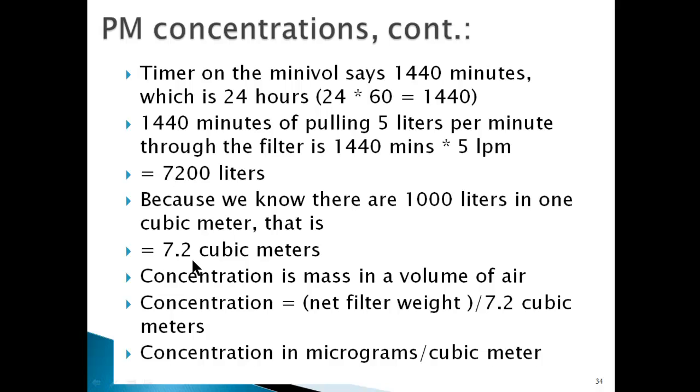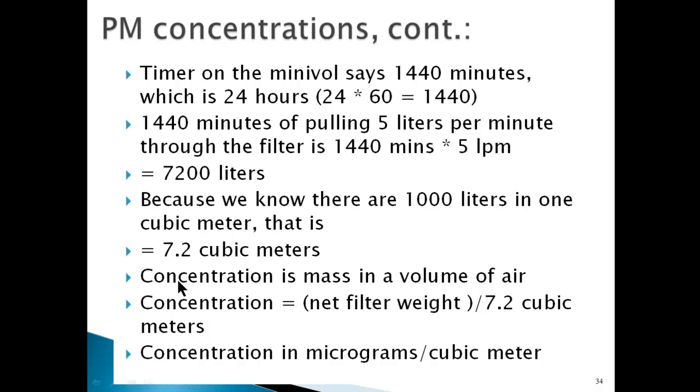So 7.2 cubic meters are pulled through a Minivol if it operates totally perfectly correctly for 24 hours at exactly 5 liters per minute. Now, if your device ran at 4.5 liters per minute or something, you would come up with something a little less than 7.2 cubic meters. And you better make sure, because if you divide by this many cubic meters, your result is going to be a little bit low.